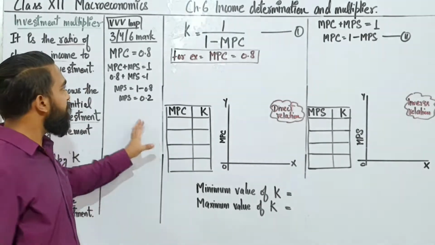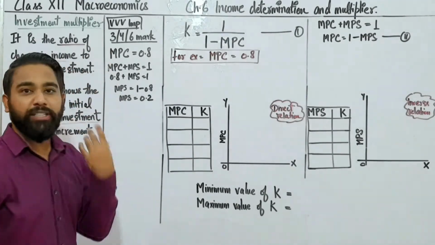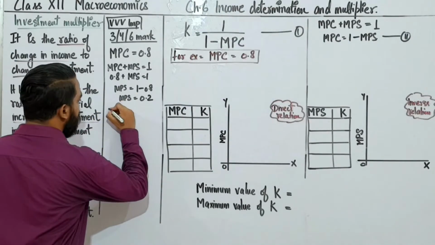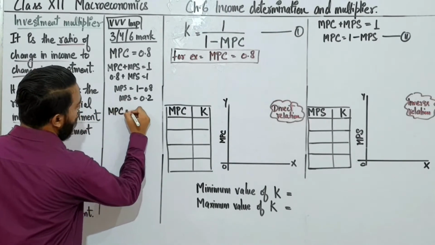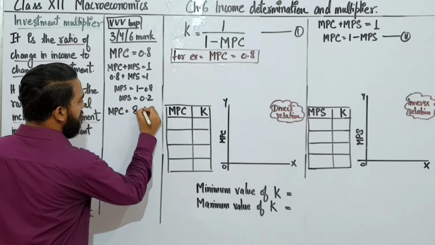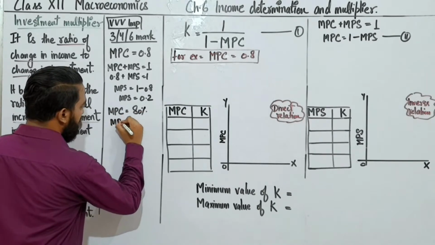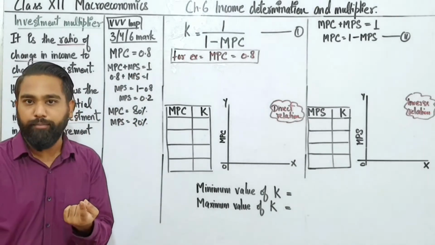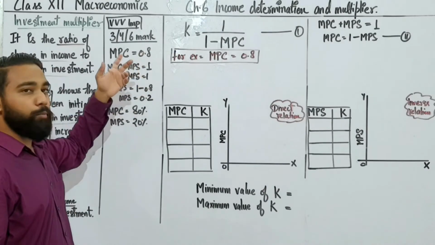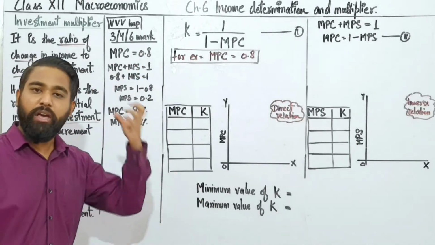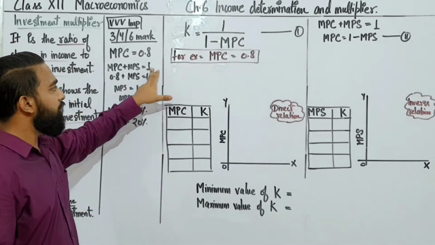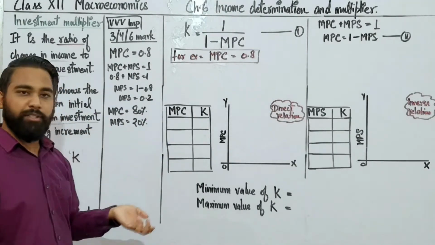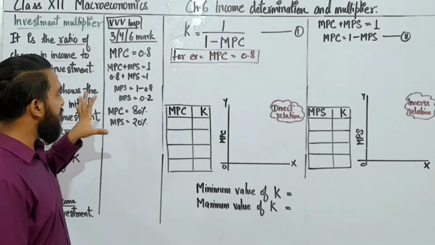That is, MPS is equal to 0.2. Now, if you convert them into percentages, then the percentage value of MPC can be written as 80% and the value of MPS as 20%, because the maximum value is 1 only. The MPC of 0.8 means 80% of the income is consumed and 20% has been saved.